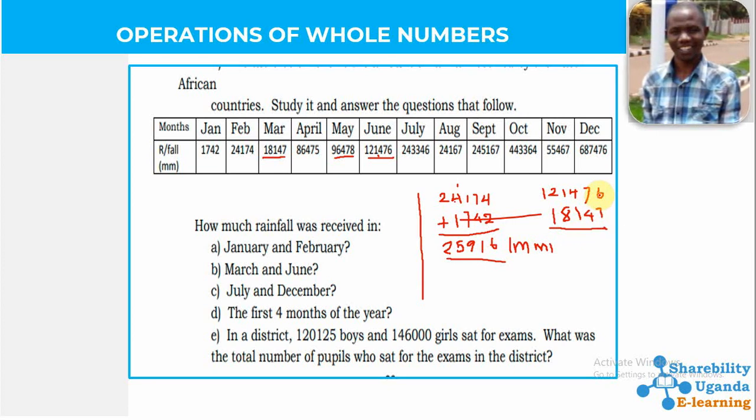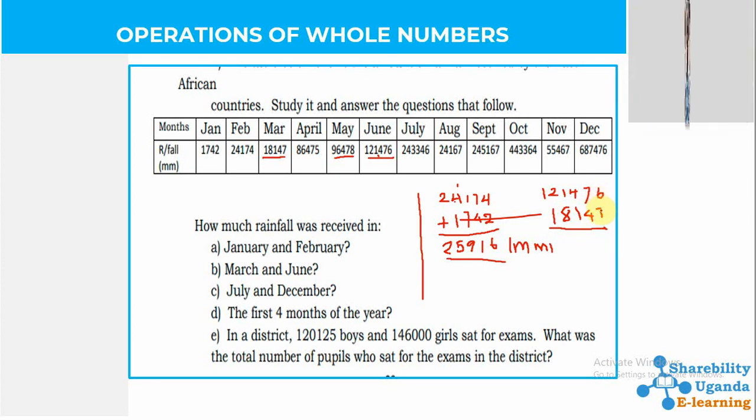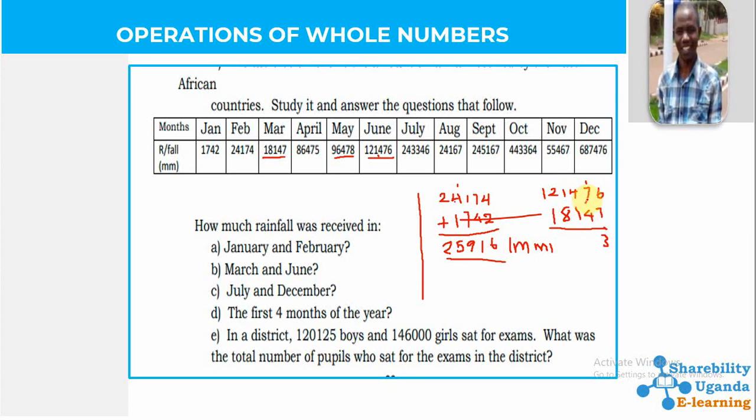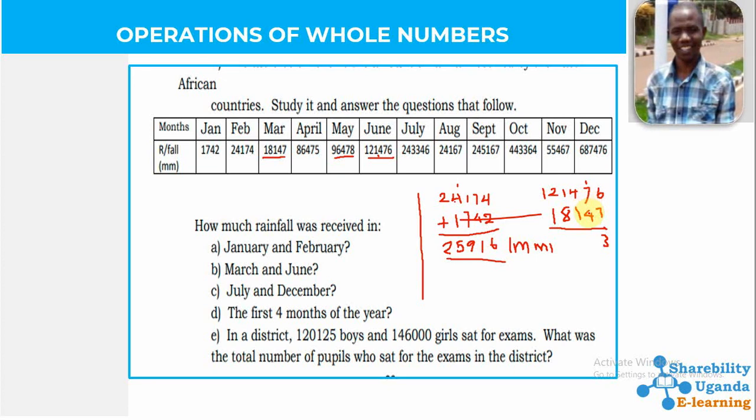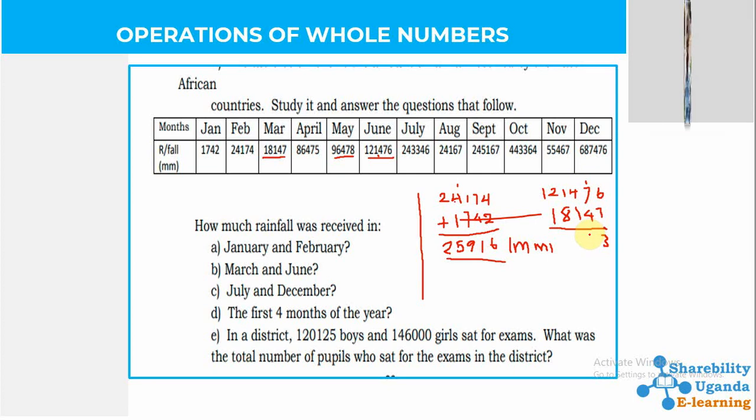When you add this, what is 6 plus 7? That is 13. You write 3. You carry what? You carry 1. Then this is 7 plus 4, 11, plus the 1 we carried. Okay, then this becomes 12. Right, then we carry 1 also. 4 plus 1, then plus the 1 we carried, becomes what?